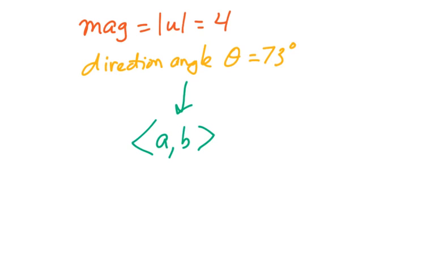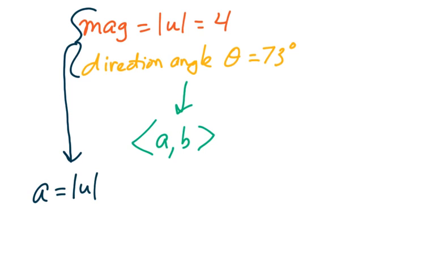All right, folks, let's check and see how you did. I'm going to take my 2 pieces of information. I know that the a component should be magnitude of u times the cosine of my direction angle. Magnitude is 4 times the cosine of the direction angle, 73 degrees. If I plug that into my calculator, the cosine of 73 times 4, I get about 1.2. Okay, that's my a.